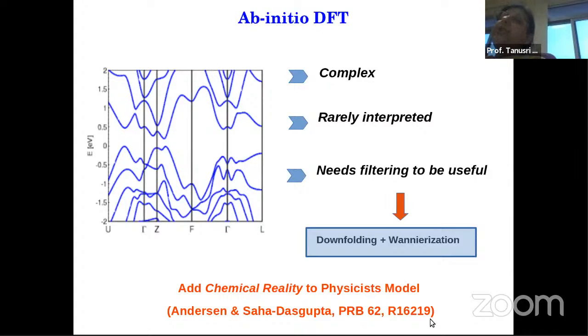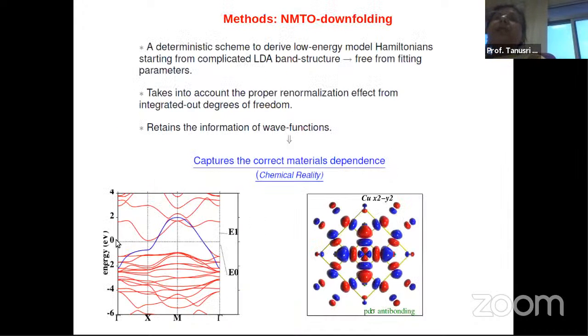And since they are ab initio derived models, this provides you with the means to add chemical reality to physicists' models. So basically, instead of the words, let me just explain in terms of pictures. What is shown in red is the band structure that comes out of a density functional theory code. The zero of the energy here is set at the Fermi level. And you see at the Fermi level, there is only a single band crossing, which is shown in blue.